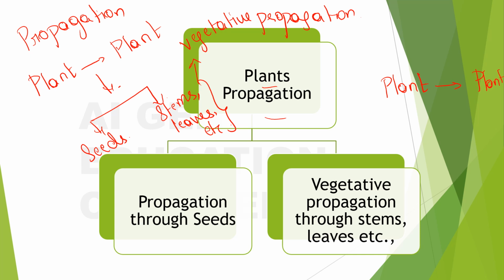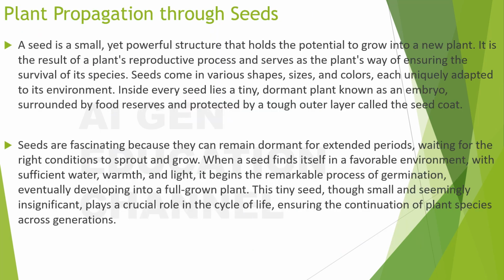And how will this be done? Either through seeds or through stems, leaves, etc. Okay? So now we shall look into the ways how this happens. Now first, plant propagation through seeds. What is a seed? Do you remember what is a seed? Yes, you all know, right? So seeds have a baby plant. If you put this into the soil, you get a new plant. So we will see the ways and means how this happens.